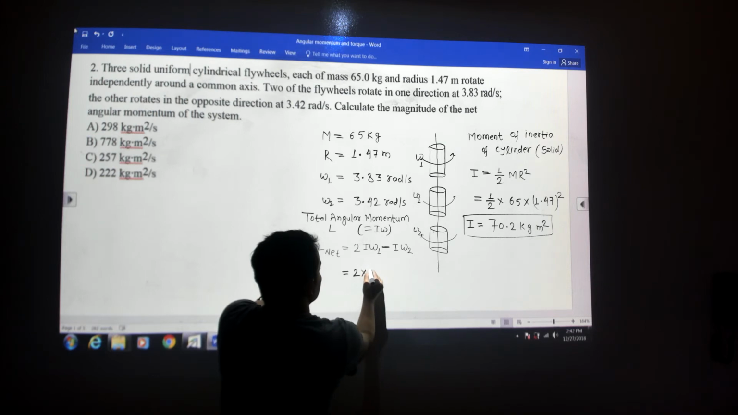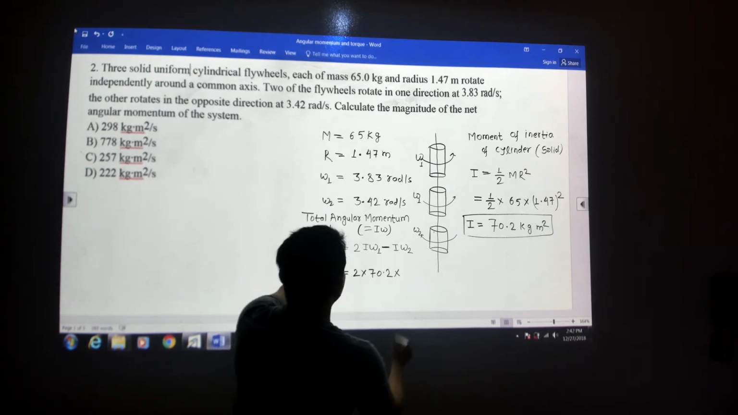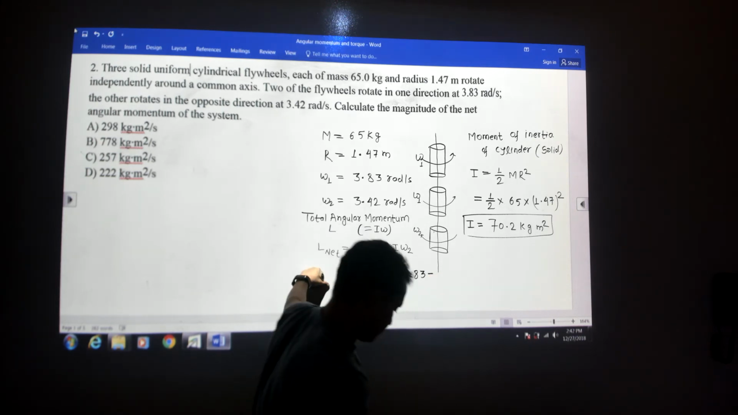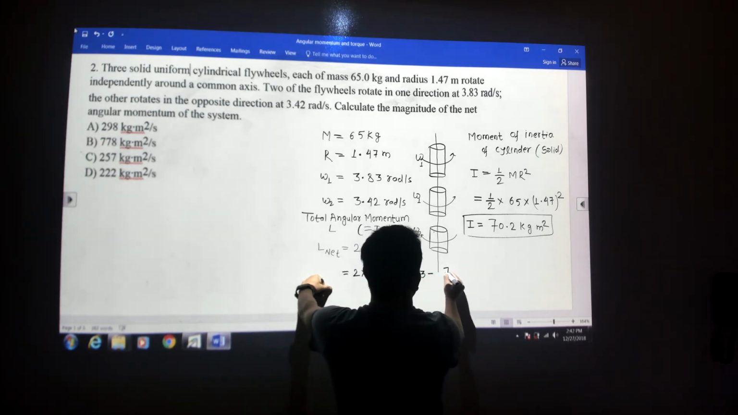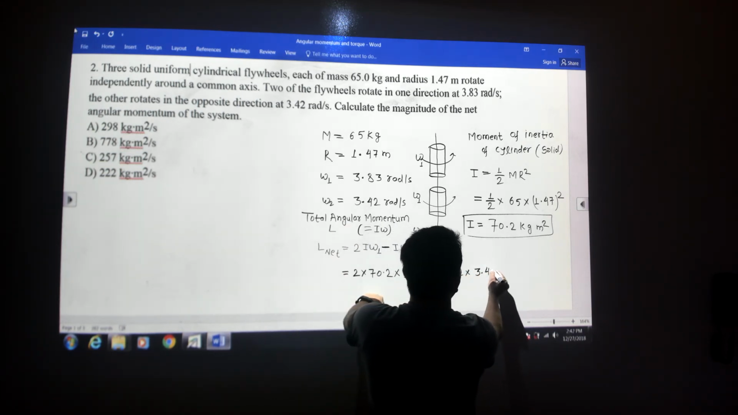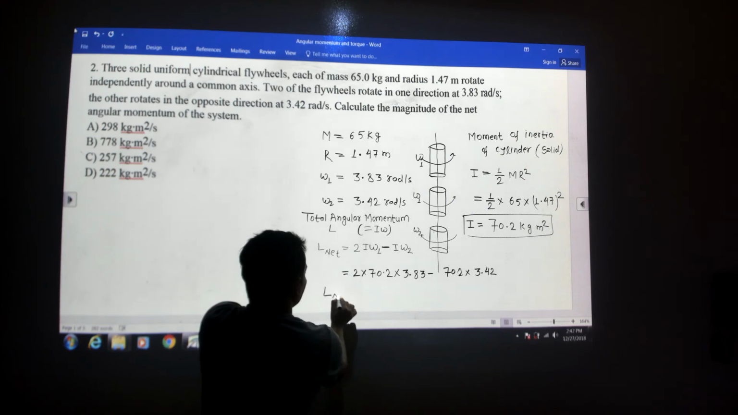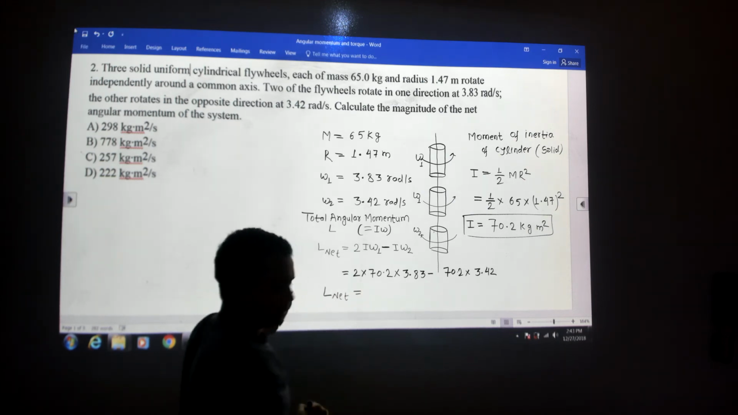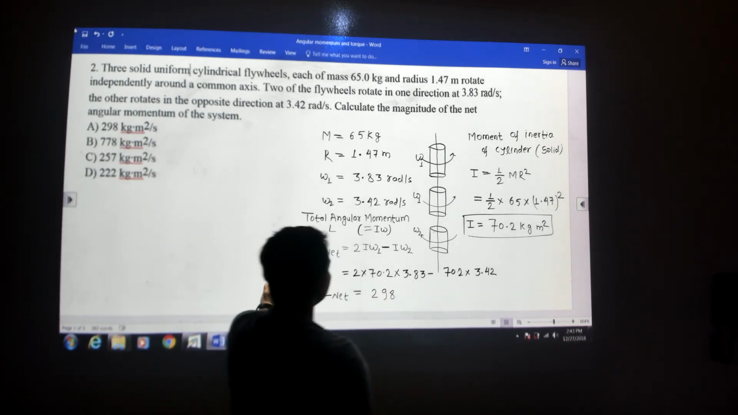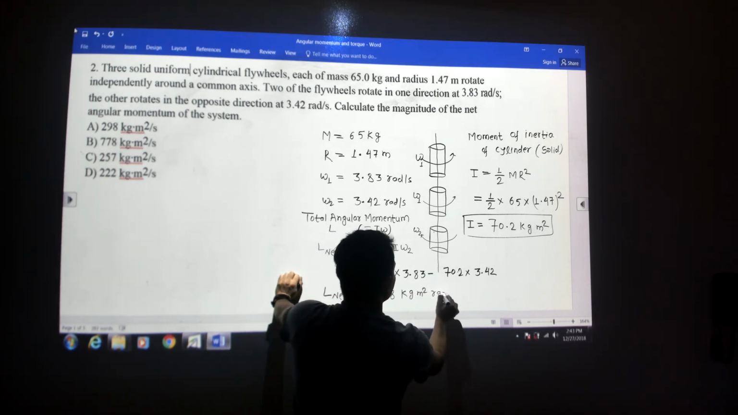What is the moment of inertia? 70.2. What is the angular speed? Omega 1, 3.83. Again, I is 70.2, and the omega 2 is 3.42. Just plug in all the numbers here. Once you plug in, the total angular momentum you will get is 298 kilogram meter squared radian per second.